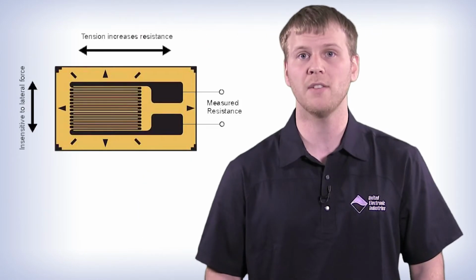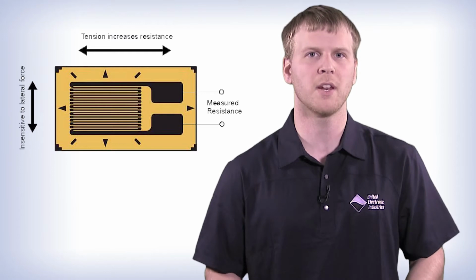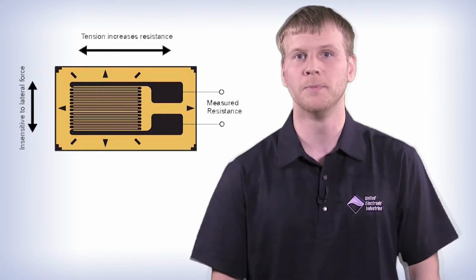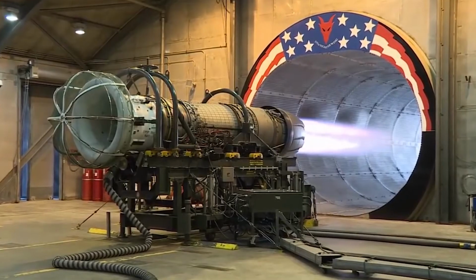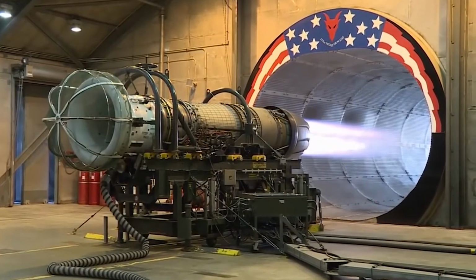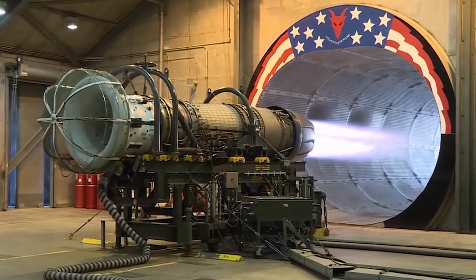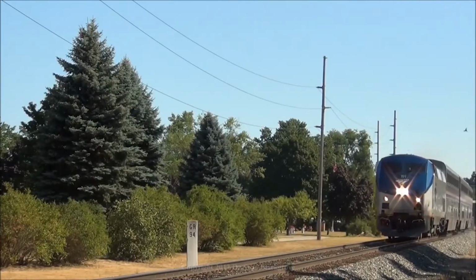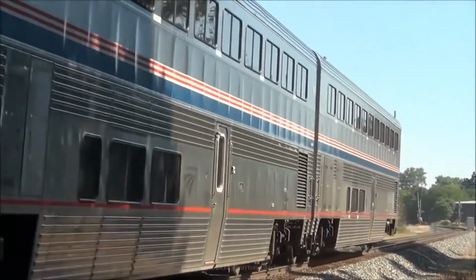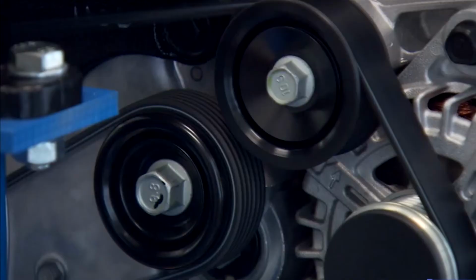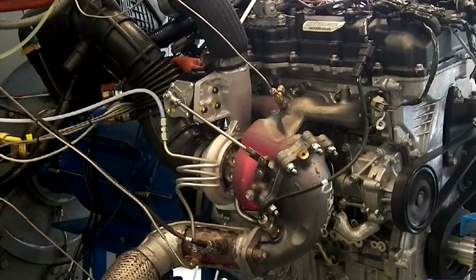Strain gauges are sensors used to measure stresses in an object or material. These stresses cause deformations, which we call strain. There are many applications, such as determining expansion of a hot turbine blade, ensuring safe rail conditions by monitoring forces acting on the rails, or even measuring the torque of an automobile engine.